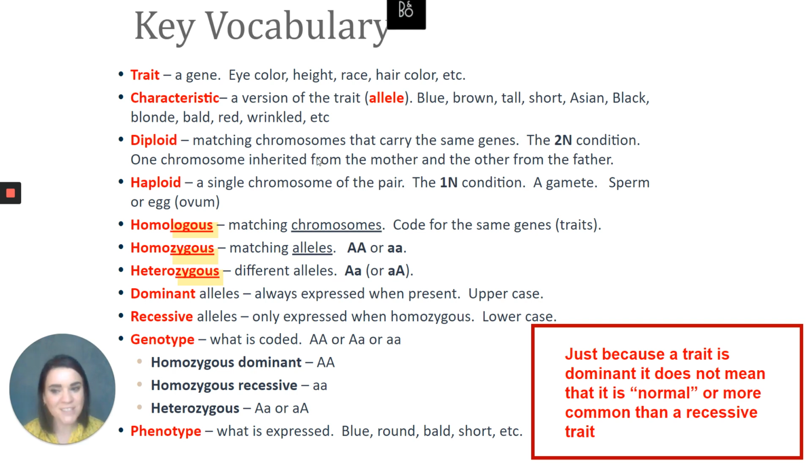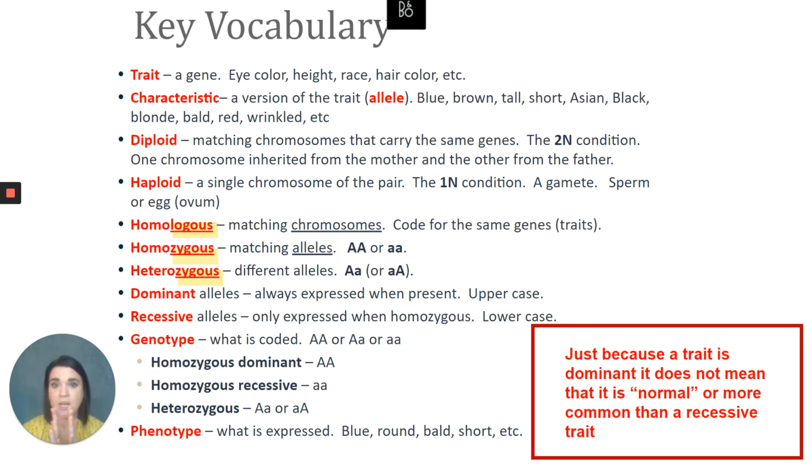Diploid, remember, we are all diploid. We're all in the diploid condition. No one walks around haploid. You can think of diploid as like a pair of socks that are always together. And that is the 2N condition. That's talking about those matching chromosomes, again, homologous chromosomes.